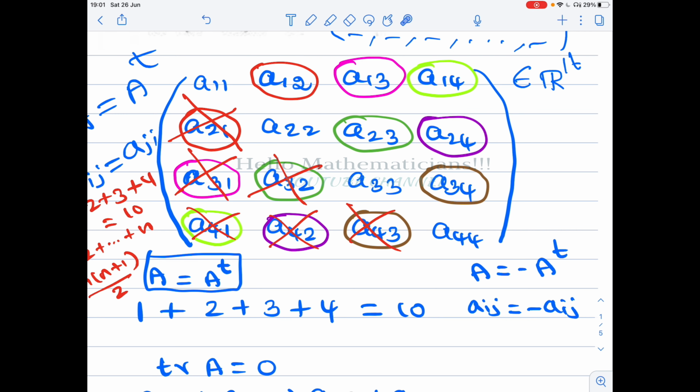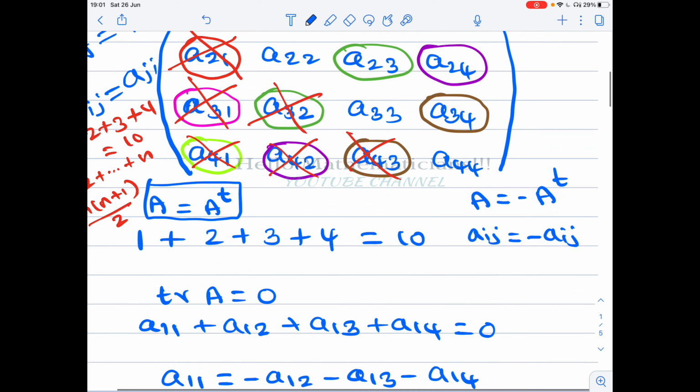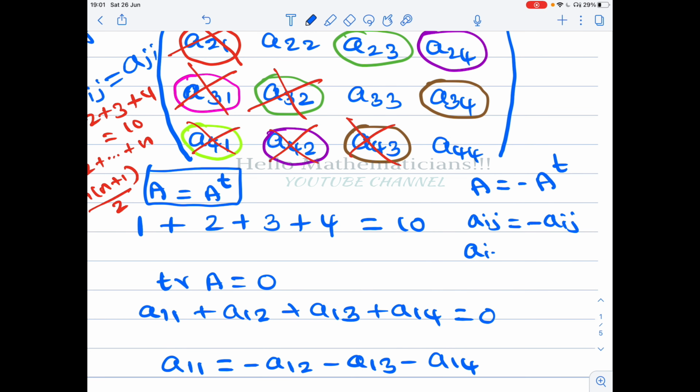But if we take i equal to j, what is Aii? We get Aii equal to minus Aii.